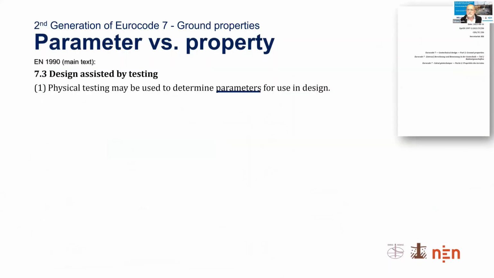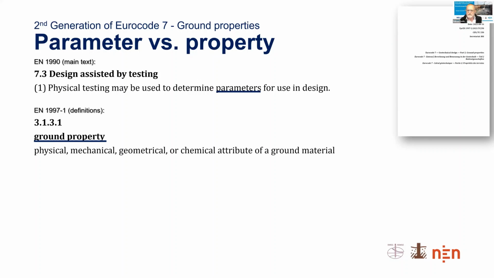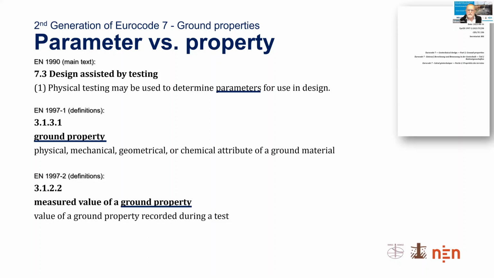But what's the difference between parameters and properties? We can easily read in Eurocode 1990, which is already submitted, in 7.3, design assisted by testing: physical testing may be used to determine parameters for use in design. In Eurocode 0, we talk about parameters. But in Eurocode 7 part 1, the definition is ground property: a physical, mechanical, geometrical, or chemical attribute of a ground material. And in Eurocode 7 part 2, we also talk about the measured value of a ground property, the value of a ground property recorded during a test, for example. So in Eurocode 7, we talk firstly of ground property, and then a parameter is used when you go into the design.